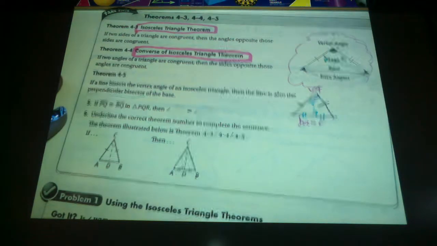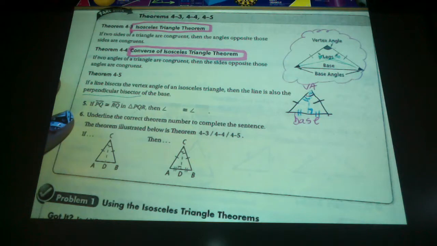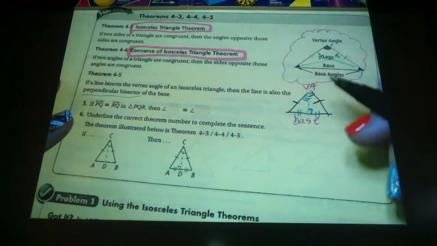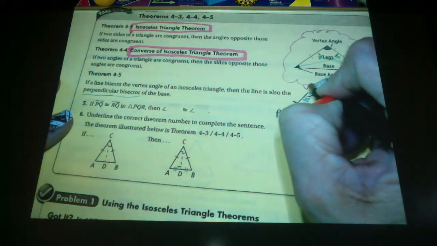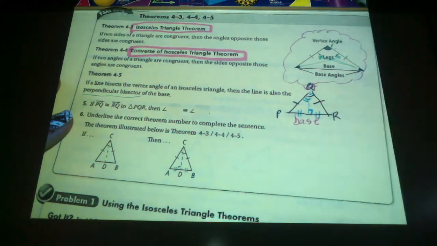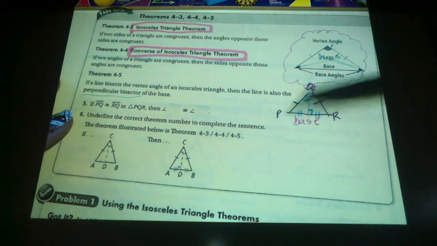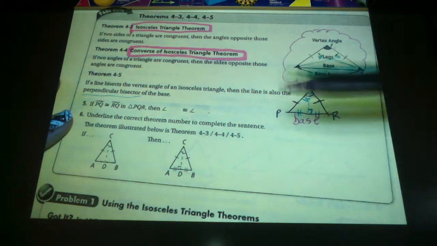So look at question 5. If PQ is congruent to RQ, so we have to make up a picture. So let's name the picture we just made up. So let's call this P, let's call this Q, and let's call this R. So if PQ is congruent to QR in triangle PQR, then what angles are congruent?